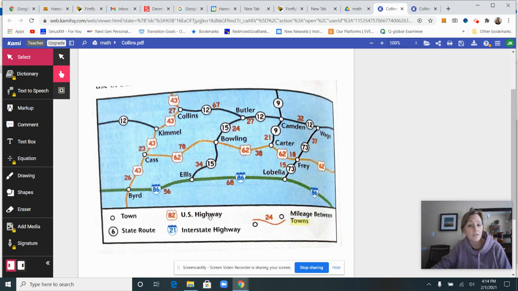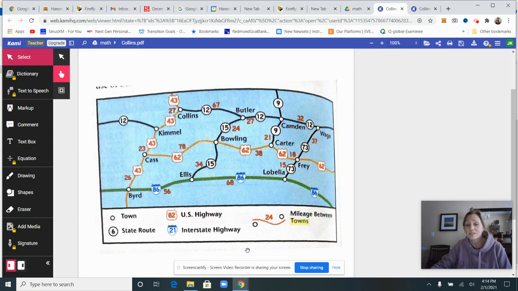Then we have US highways. Those are in the red. So we have US Highway 43 going from Bird all the way to Collins. And then from Collins, it goes even farther north. We don't know where that goes to. We have 62 that cuts across this. And that's it for the US highways. Then we have an interstate highway that's going to go all across the map. The only one pictured on this is Interstate 86.